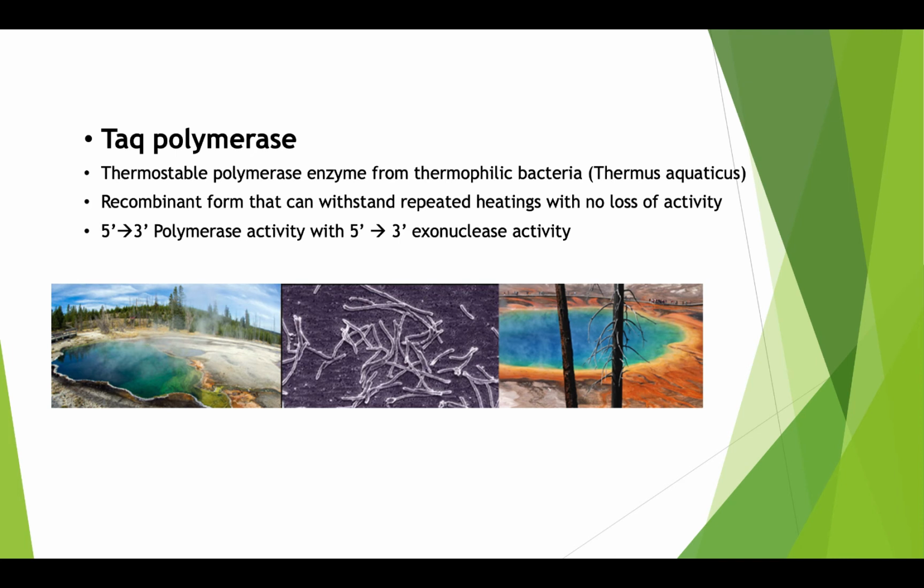So the recombinant form can then withstand repeated heatings with no loss of activity. What does that mean? It means that with each cycle it will not lose activity. We have modified these polymerases to do that by recombination in other bacteria. This polymerase works 5' to 3' with 5' to 3' exonuclease activity.